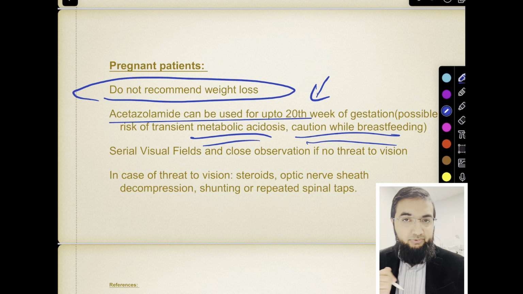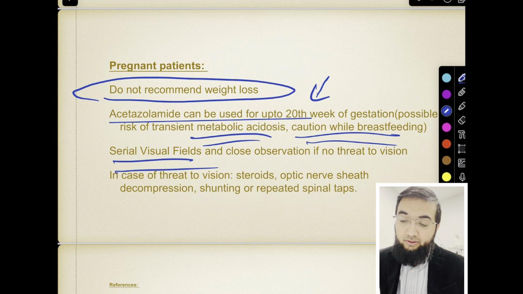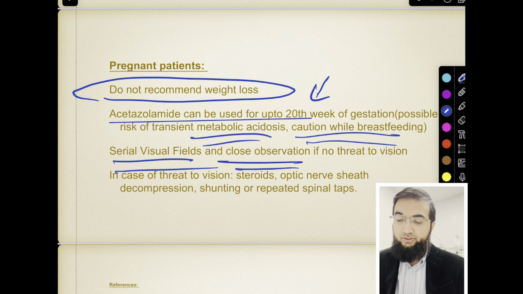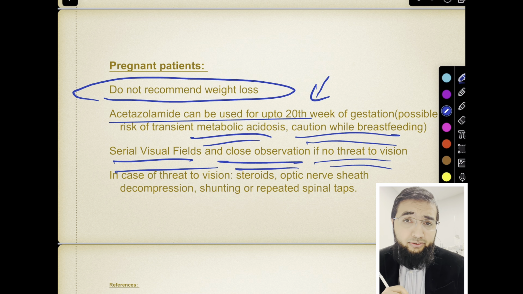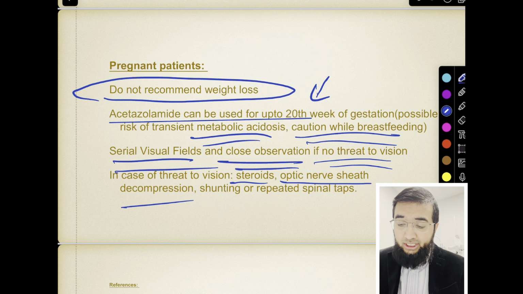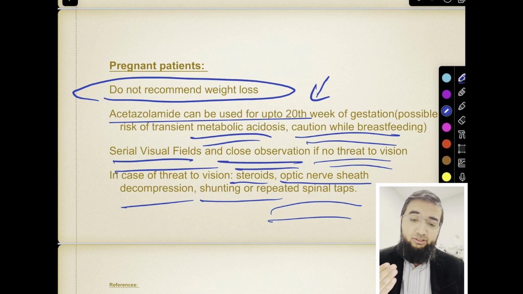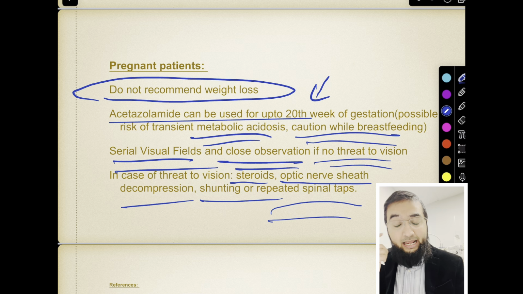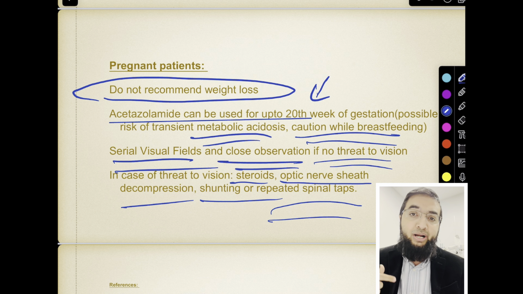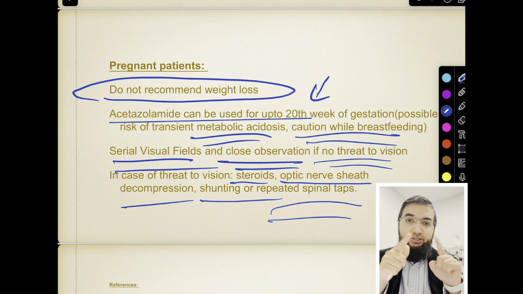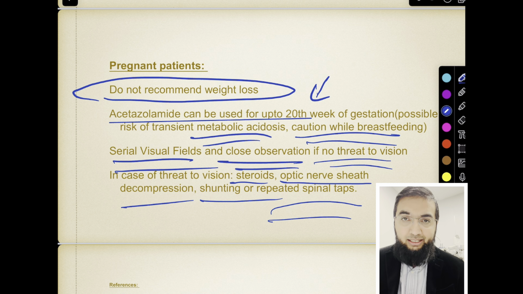Serial visual fields will be done in that kind of pregnant patient, and close observation if there is no threat to the vision. If there is a threat to the vision, you have to consult with a neurosurgeon who will do steroids, optic nerve sheath decompression, and shunting, or repeated spinal taps, okay? They have to do those things to make sure that the pressure remains normal. You have to do repeated spinal taps depending on the CSF pressure, the patient scenario, and the visual field deficit. So it depends on all those tests and parameters that I was discussing.